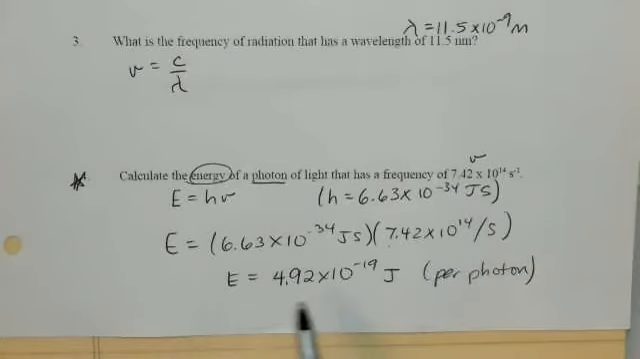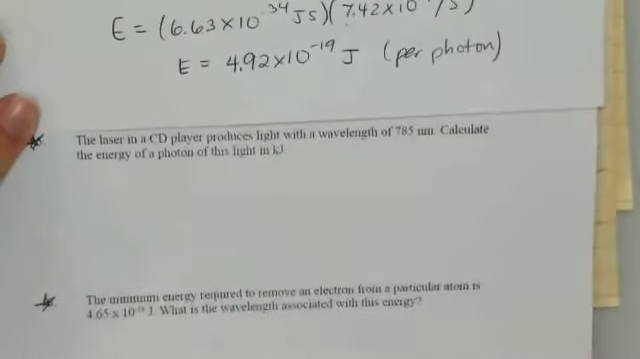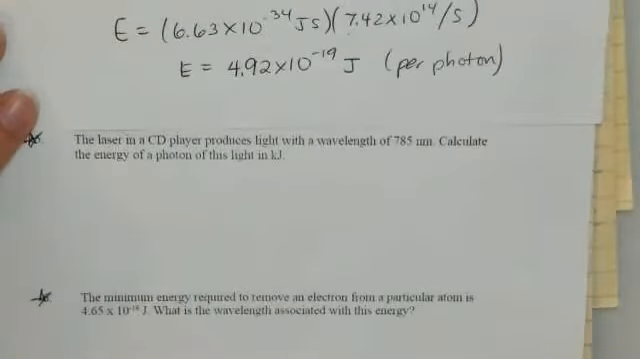So you always want to remember that relationship. So on the next one, it says we've got, and my computer froze again, the laser in a CD player, which people don't use anymore, I'm sure. This was a relevant question. It produces light with a wavelength of 785 nanometers. All right, and we want to know the energy of that photon of light in kilojoules.